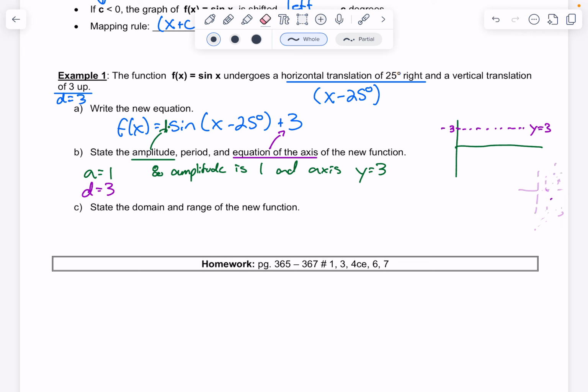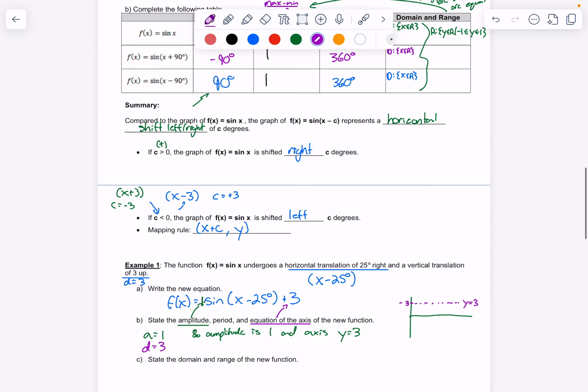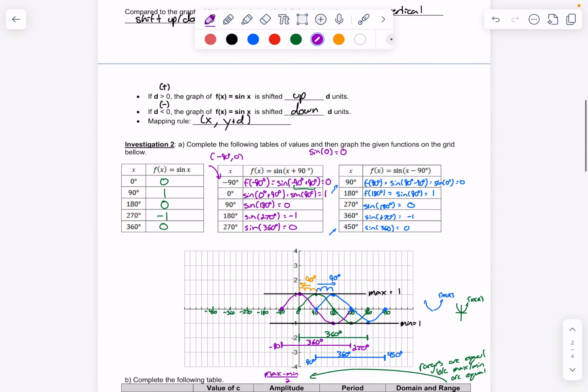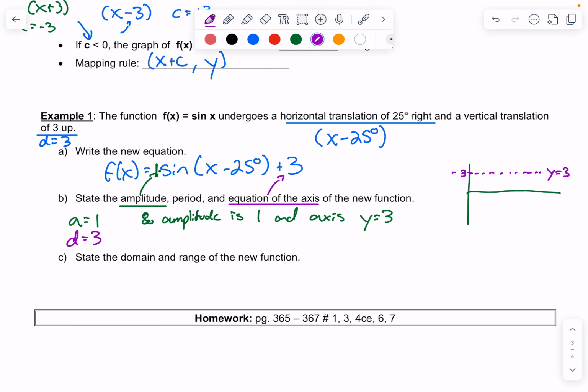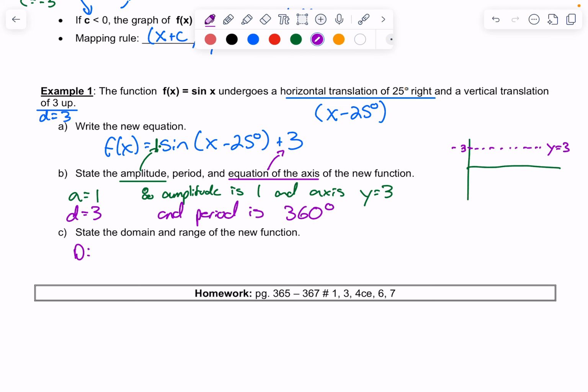All right. And then the last part, state the period. The period is always 360 degrees. We proved it, we showed it up here. It was always 360 degrees. It never changes. So your amplitude is 1, your axis is y equals 3, and the period is 360 degrees. It does not change. State the domain. Domain is still the same. It does not change. x belongs to real numbers.